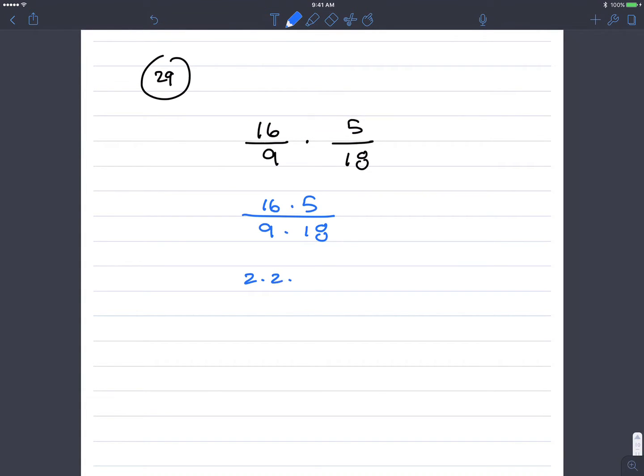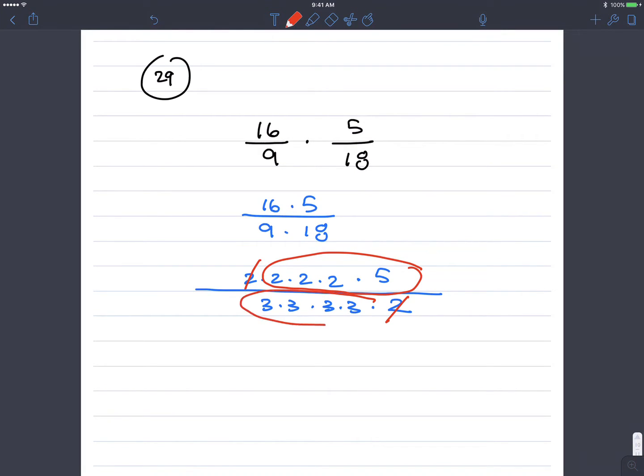16 is 2 times 2 times 2 times 2, times this 5. 9 is 3 times 3. 18 is 3 times 3 times 2. So we broke down every number here. And what we're going to do now is use the cancellation property. I have a 2 on top and a 2 on bottom. I can cancel. There are no other 2's on top and bottom. And in fact, there isn't a 5 on the bottom, only on top. So it looks like this is the only pair of numbers I can cancel.